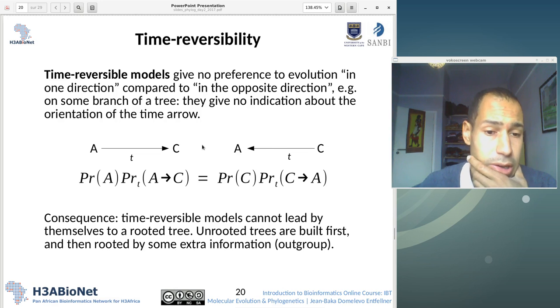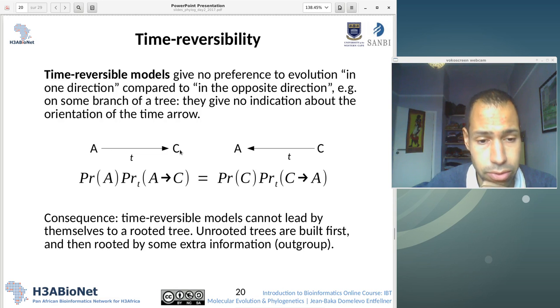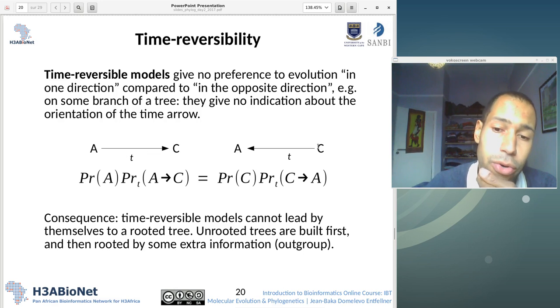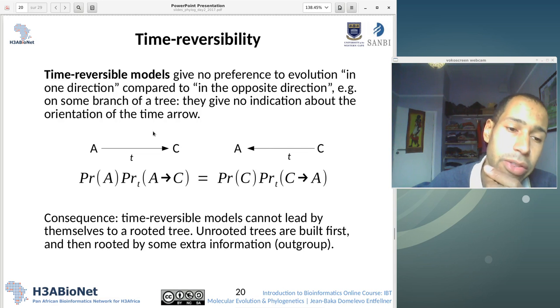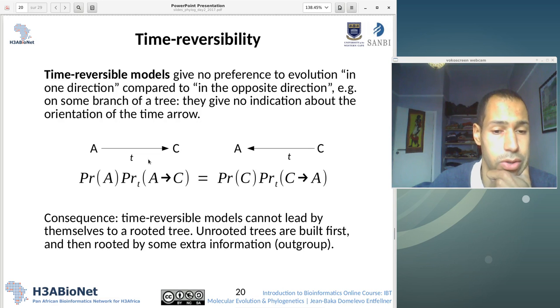Time reversibility now is basically the property that when you have on one end of a branch an A, and on the other end of that same branch a C, you don't know. Your model doesn't help you understand whether time occurred from left to right or from right to left. These are simple models in themselves, okay? Just one branch with 2 tips is a model of evolution, is a basic tree.